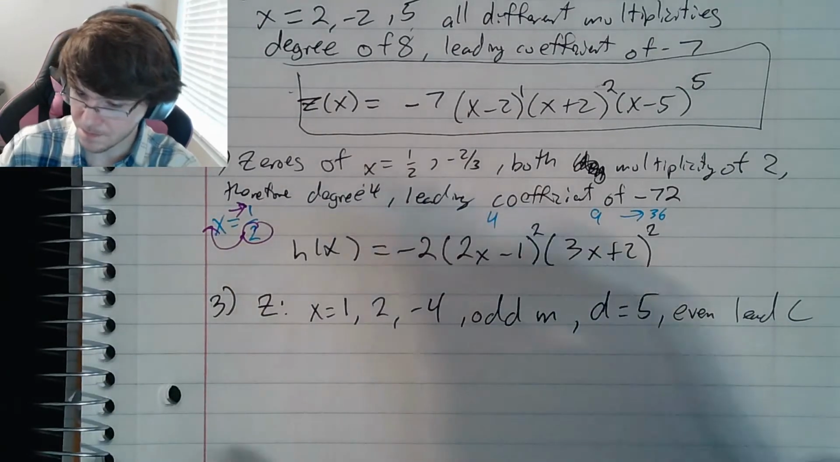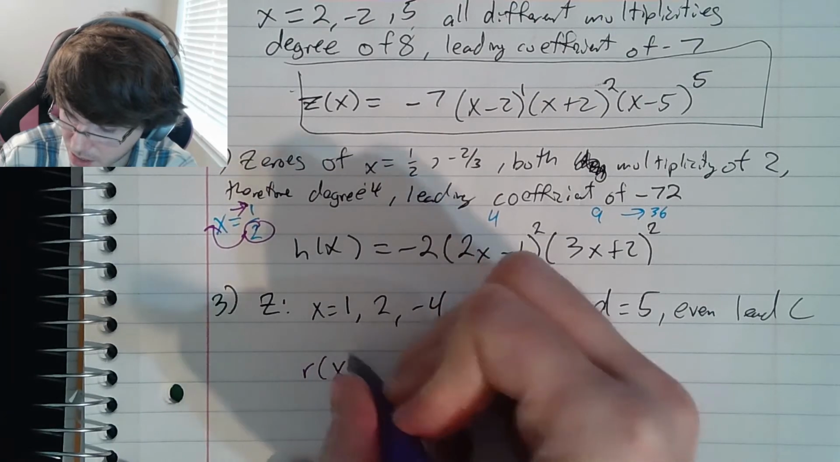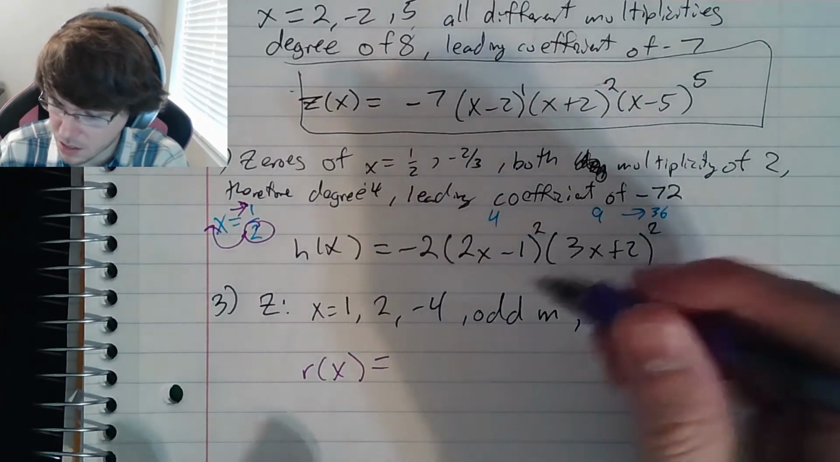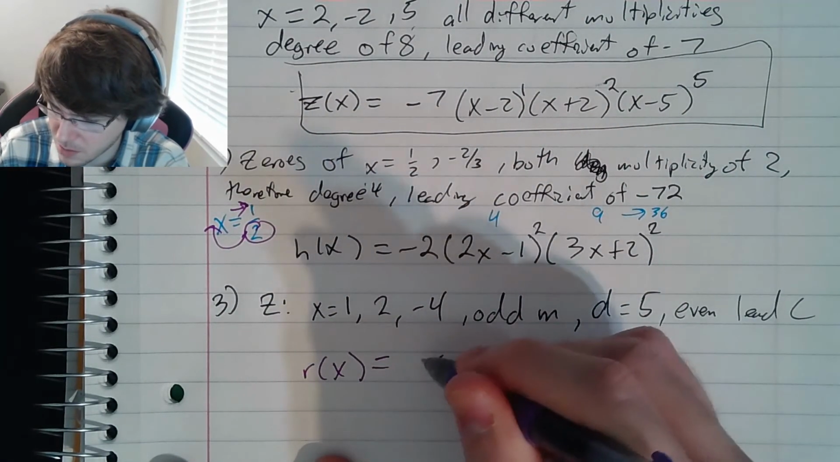So let's go for it. I'm going to create a new letter. How about R? R of x equals... I don't know why I changed colors. I just did. So we have R is, we have a blank spot for my leading, actually it says even lead coefficient. How about a 2?